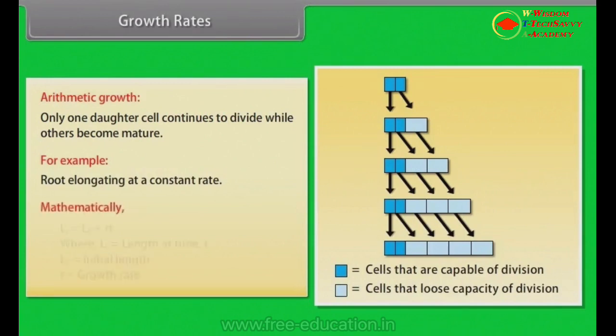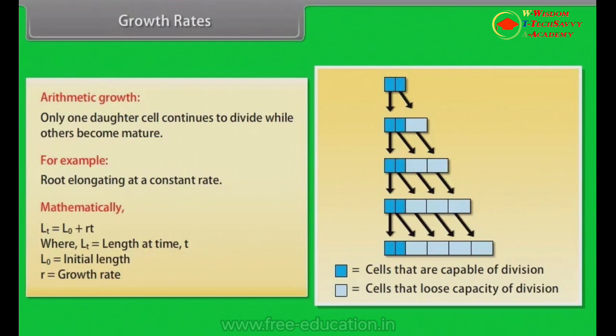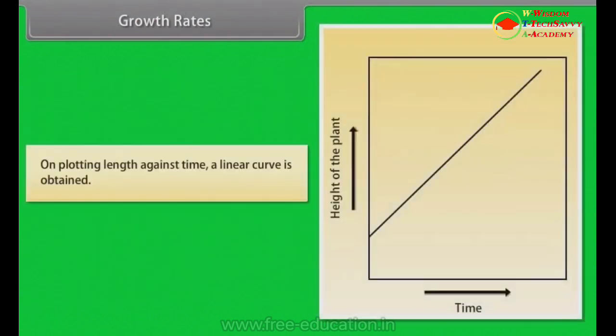Mathematically, Lt = L0 + rt, where Lt is equal to length at time t, L0 is equal to initial length, r is equal to growth rate. On plotting length against time, a linear curve is obtained.